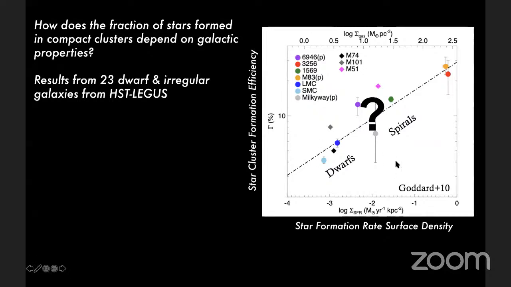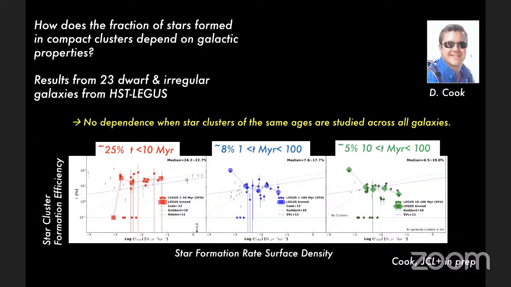So this has consequences for the so-called mode of star formation as a function of cosmic time and the formation of bound objects that survive to be globular clusters in the present day. However, we actually don't find with our sample that there's a dependence of the cluster formation efficiency as a function of the star formation rate surface density. And the key here is that instead of mixing and matching different cluster populations of different ages, we ensured that clusters of the same ages are studied across all galaxies.